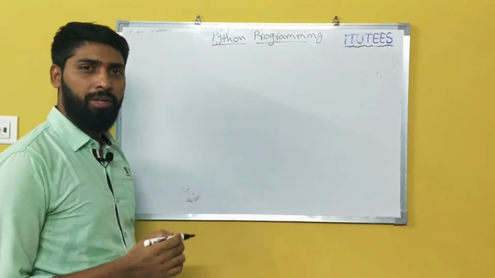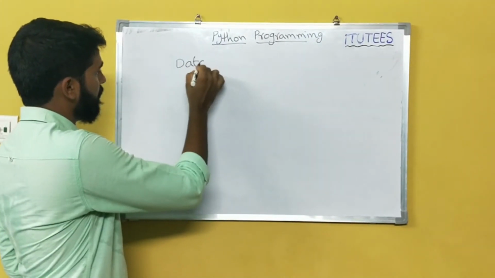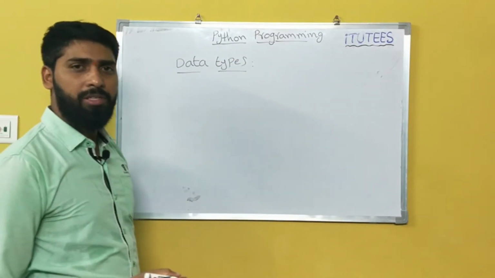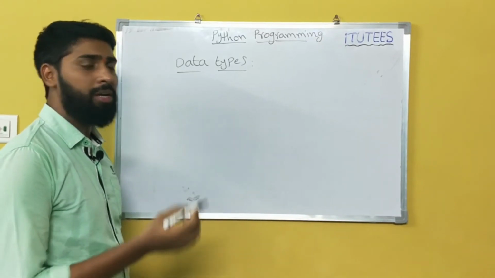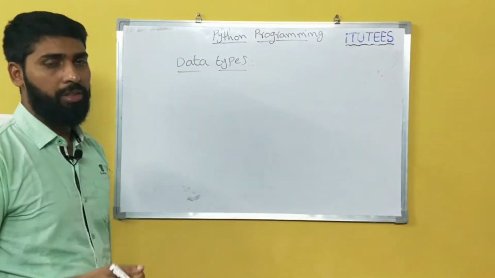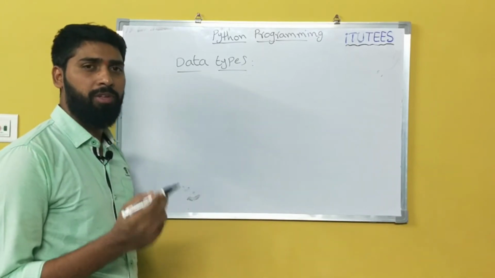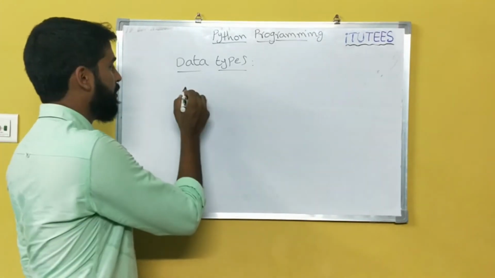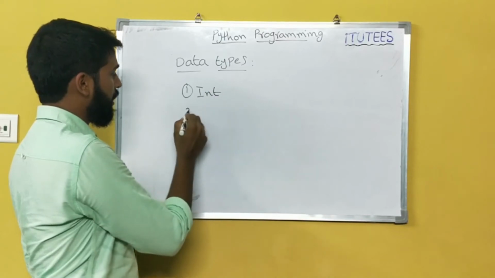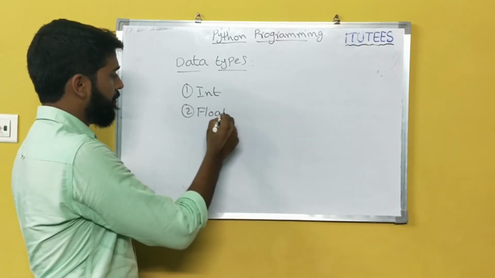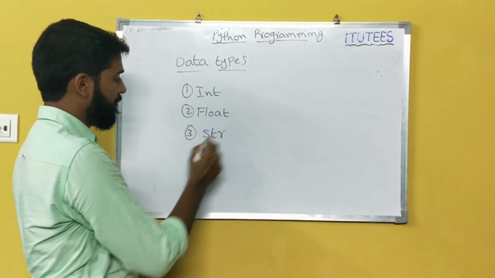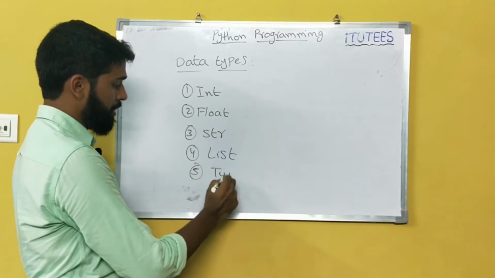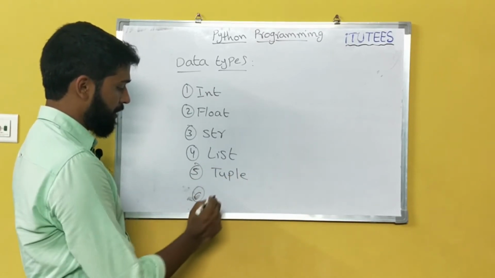So now we can see about data types. Python is a dynamic language. The Python interpreter defines the data type of a variable dynamically. That means we do not specify the data type of the variable at the time of declaration. There are 6 types of data types. One is int, second one is float, third one is string, fourth one is list, fifth one is tuple, and sixth one is dictionary.